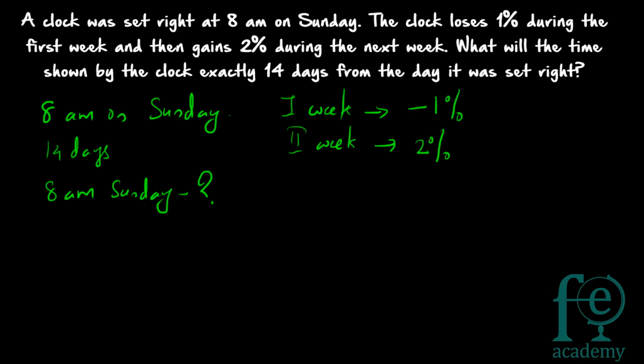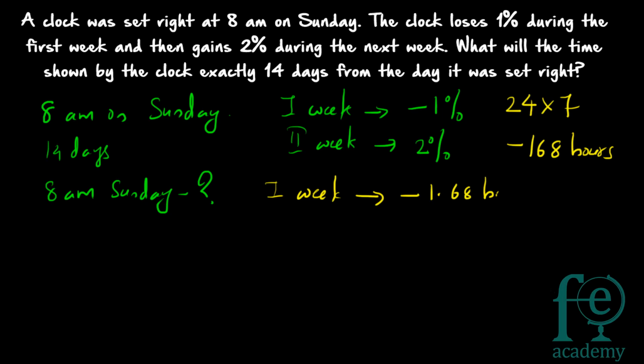In the first week, 1% is lost. So 1 week means how many hours are there? In 1 day, we have 24 hours. So in 1 week, 24 into 7 is equal to 168 hours. So the clock loses 1%, that means the clock is losing 1.68 hours, or it is running late by 1.68 hours.